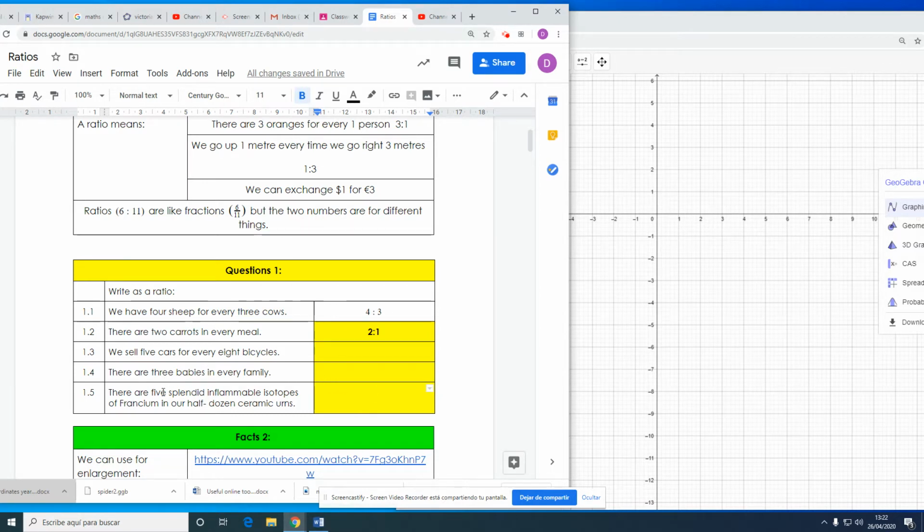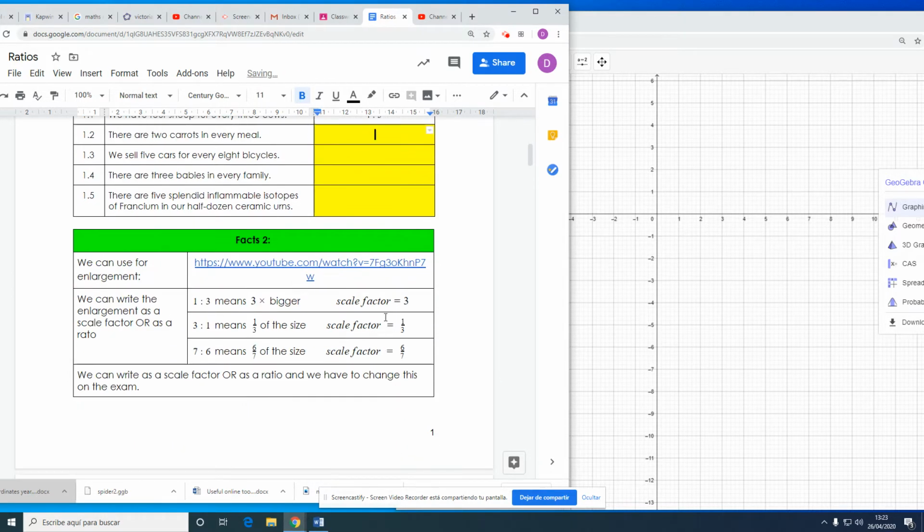For language reasons, I want the students to not worry about words that they don't understand and just pick out the key things. Well, there's 5 something in half a dozen something else. Some of them might not know half a dozen is 6, but they do now. That's it. Every time there's a yellow box, put an answer.